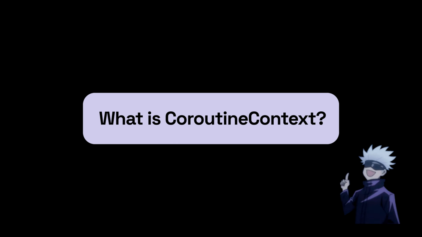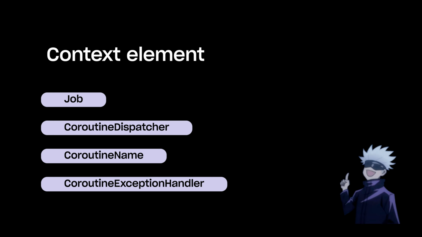What is coroutine context? A coroutine context is a collection of configuration elements that describe how a coroutine runs. And these are the configuration elements. It defines things like where the coroutine executes, how it's cancelled, and how failures are handled. But we are only interested in the Job for now. Like I said, Job tells us about the coroutine lifecycle. We now know Job is inside the coroutine context, but where is the coroutine context?